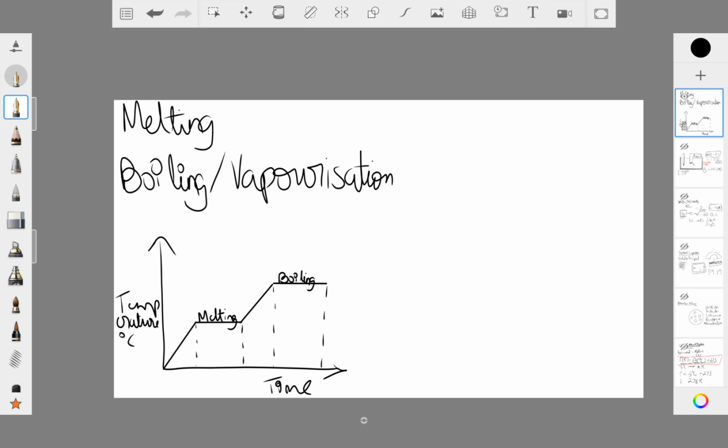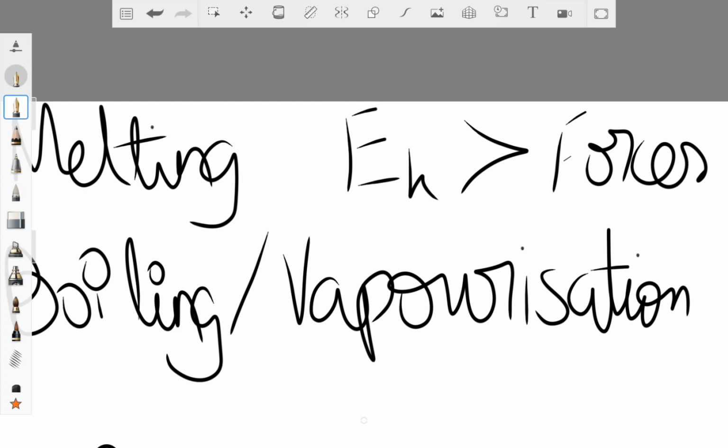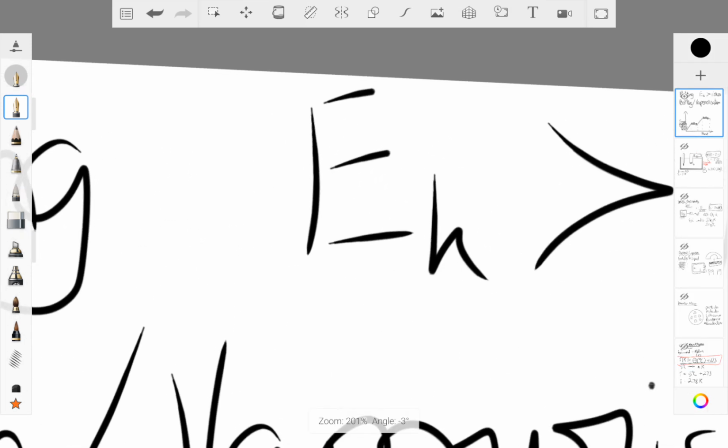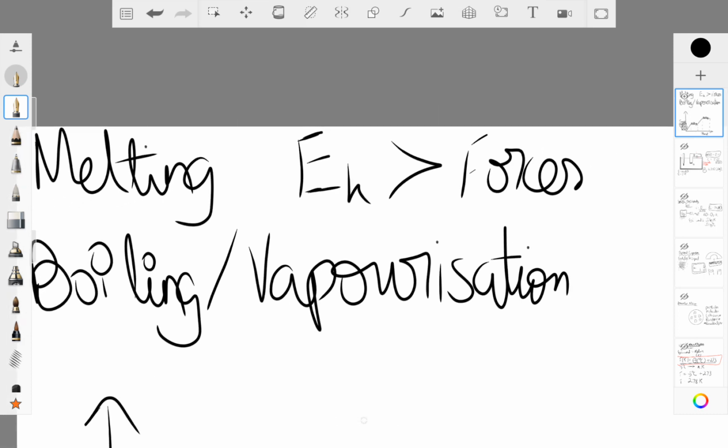Melting, as you know, is a change of state from a solid to a liquid, and it occurs when you start heating up a solid, and that causes particles to gain more energy and vibrate more. At a certain point, the kinetic energy of particles is greater than the intermolecular forces that hold the particles in place. This allows the particles to break free, and the temperature at which this occurs is called the melting point. And obviously this entire process is called melting.